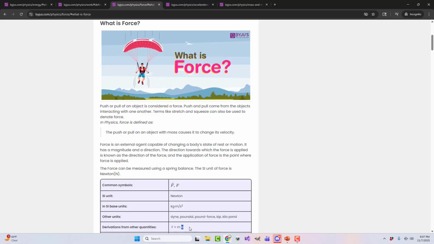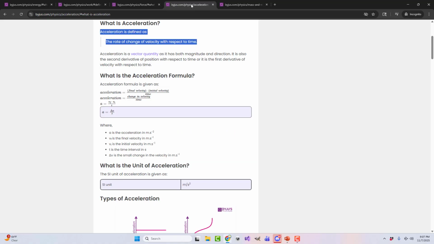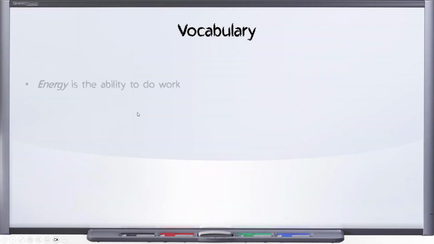Acceleration. We're going to need a definition of acceleration. So here we are. Definition of acceleration: the rate of change of velocity with respect to time. All that means is you take however much your velocity changed, divide by how long it took to make that change, and that is the quantity we are defining to be acceleration.